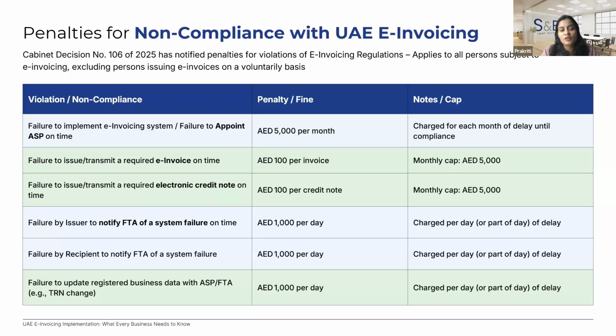So it can again go hand in hand to understand your business processes and identify the gaps in the ERP systems, meeting the mandate, and then raising invoices through an ASP. So these are the penal implications that have been listed as part of the Cabinet Decision 106 for violation of not meeting the mandatory requirements. It starts from not appointing the ASP on time to failure to issue or transmit an invoice on time.